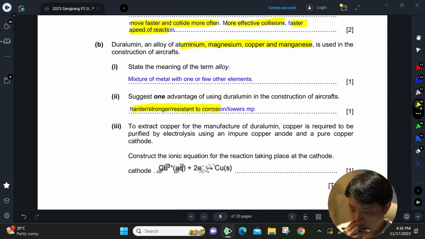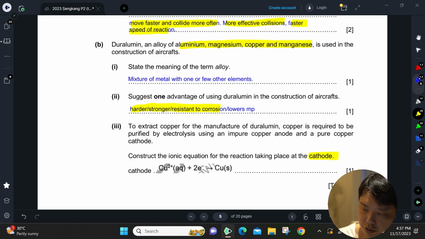To extract copper for the manufacture of duralumin, copper is required to be purified by electrolysis. Construct the ionic equation. At the cathode, you have copper 2+ plus 2 electrons giving you copper metal. This is the reduction that's going on.